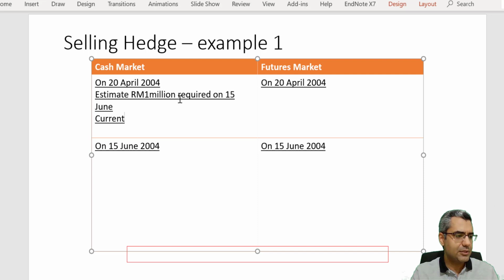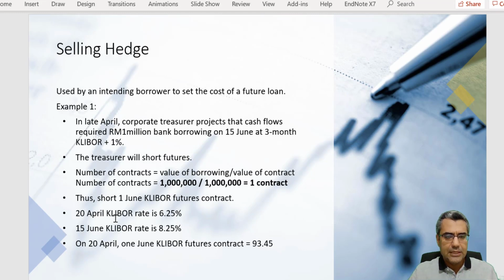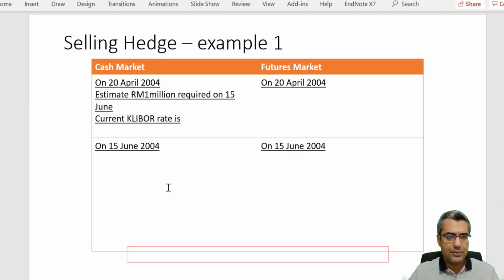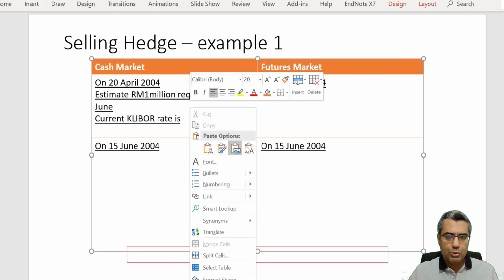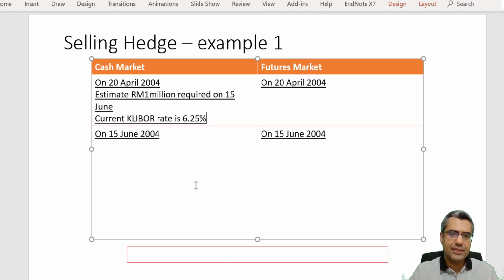And the current KLIBOR rate is 6.25%. So today the rate is 6.25%, but we don't want to borrow today, we want to borrow on 15th June. So we already identified the position here. You remember, the person needs to short futures contract. Short futures contract means you are long here, right? The same thing we already discussed.